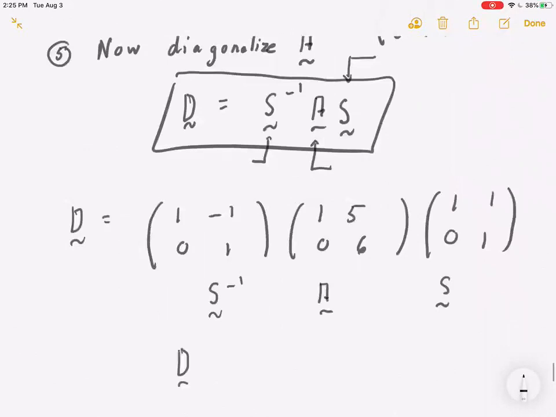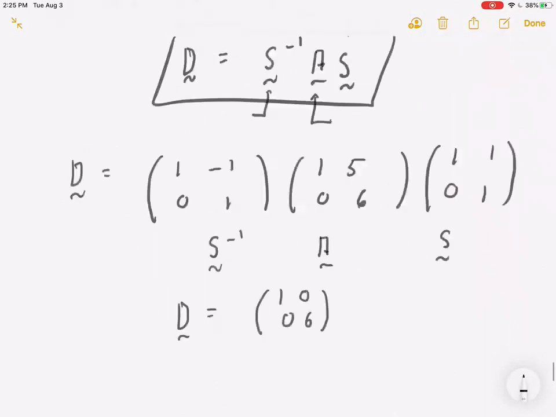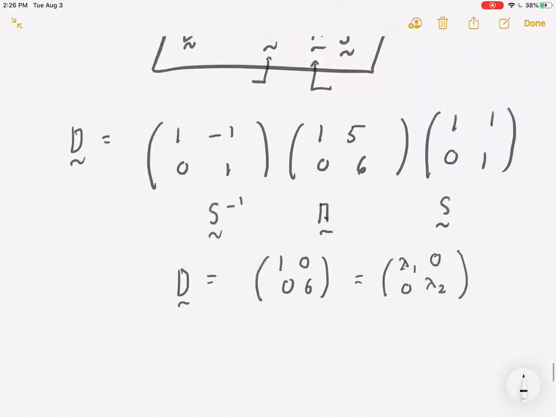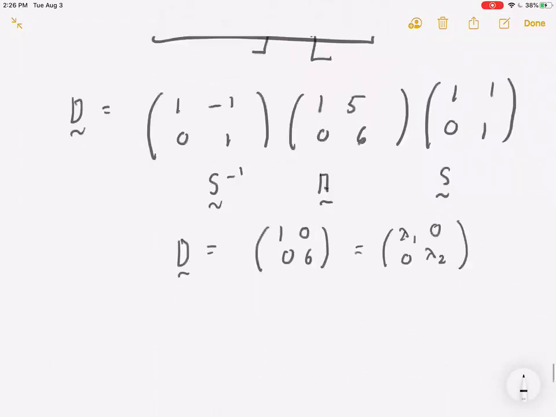And you should check that when you've done these matrix multiplications, you simply get an expression for D, where again, to no surprise, the way this whole thing was set up, the diagonal matrix has diagonal matrix elements, which are in fact the eigenvalues of A. Okay, we're almost home.